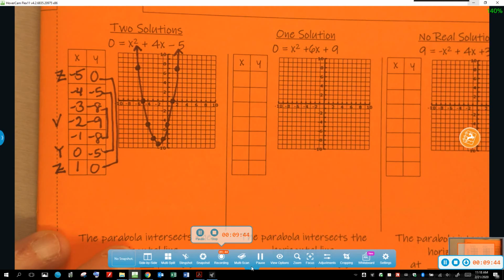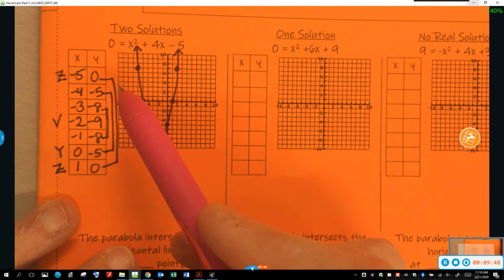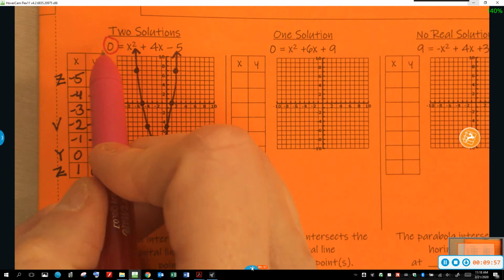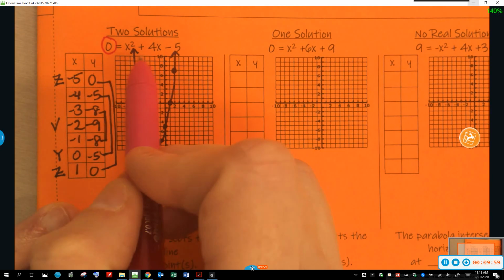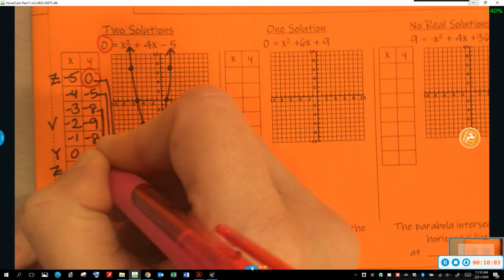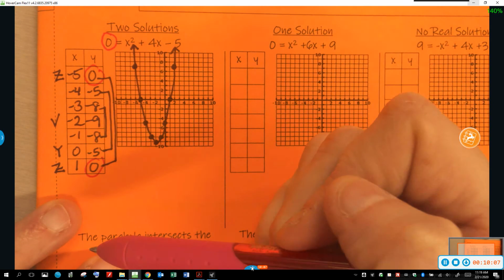All right. So what we're going to do now is look at the value they gave us. They told me 0 equals x squared plus 4x plus 5. So when y is 0, I'm trying to figure out what x is. Well, when y is 0, I can see that in my graph here. When y is 0, x is -5 and x is -1.